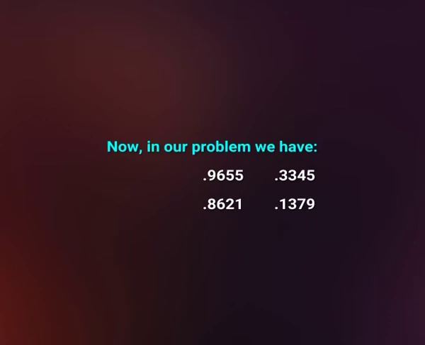Now, in our problem, we have 0.9655, 0.0345, 0.8621, 0.1379. Here the rows represent the non-absorbing states and the columns represent the absorbing states. The first row is state 3, debt of less than 1 month, and row 2 is state 4, debt of 1 to 3 months. Column 1 is paid debt and column 2 is bad debt.